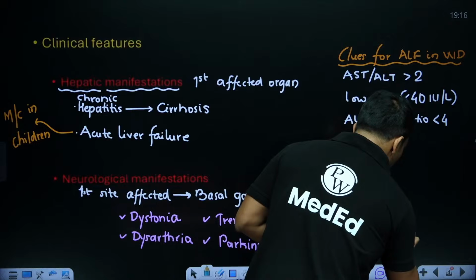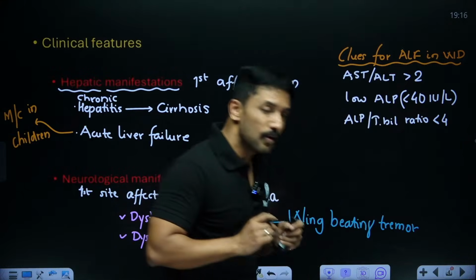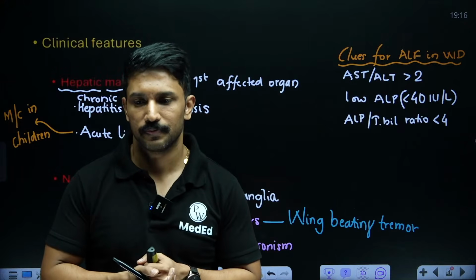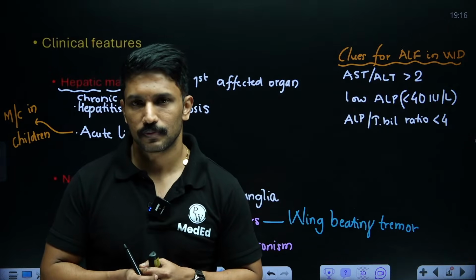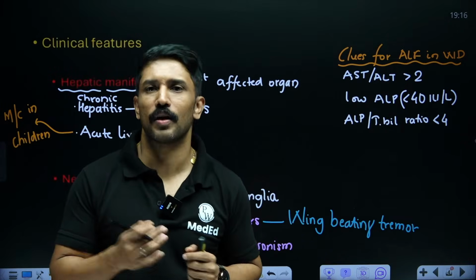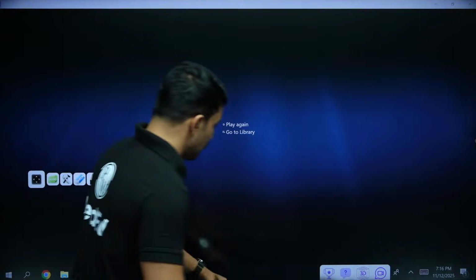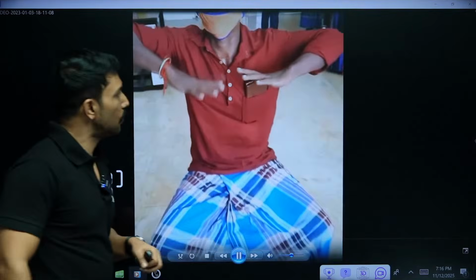Now you have just seen a video, so I want you to comment and tell me whether this tremor is expected to be symmetric or asymmetric. What do you think? Is it expected to be symmetric or asymmetric? Let me take you through the video again. See it and tell me, what do you think it is? Symmetric or asymmetric?